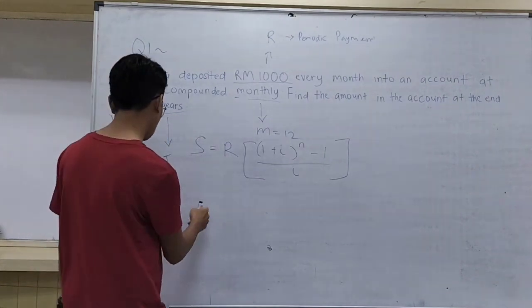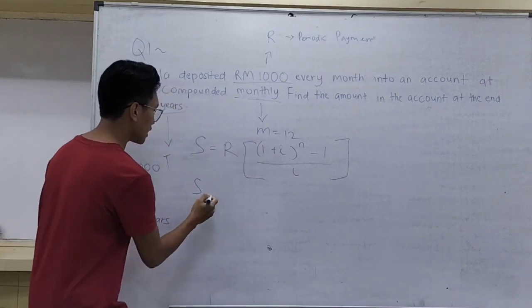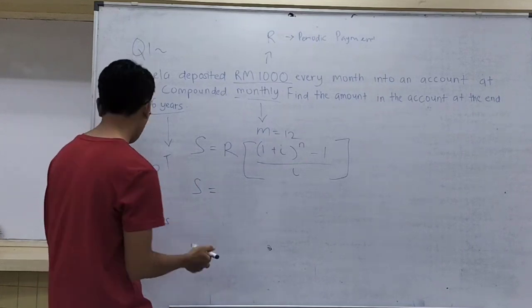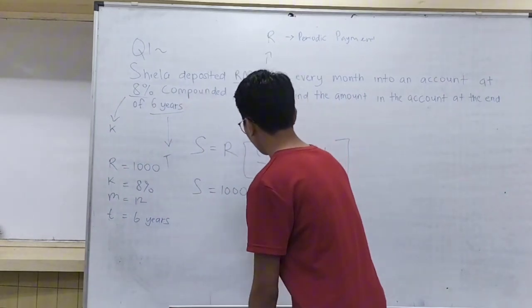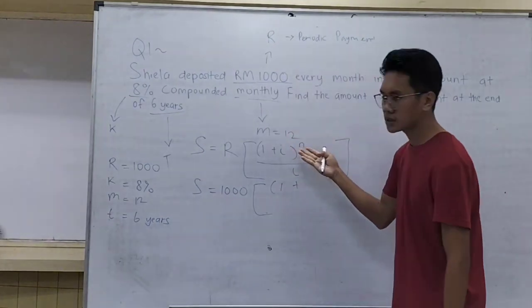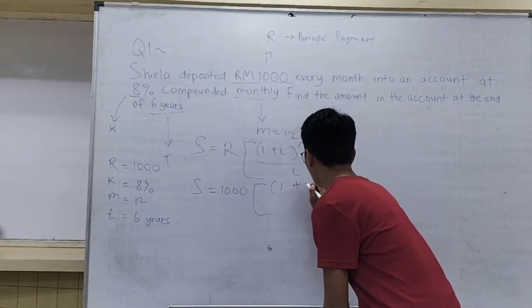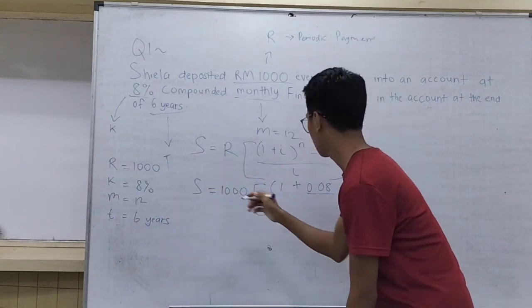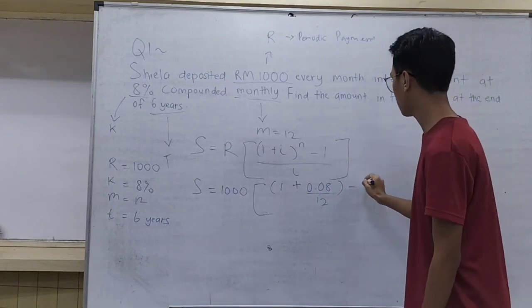So what is S? We don't know, right? So we just put S here. The given payment is 1000. Then bracket, 1 plus i, which is k per m, so 0.08 per 12. Then minus 1.